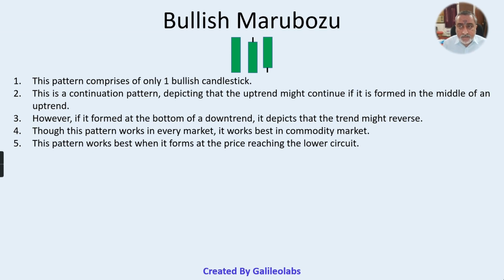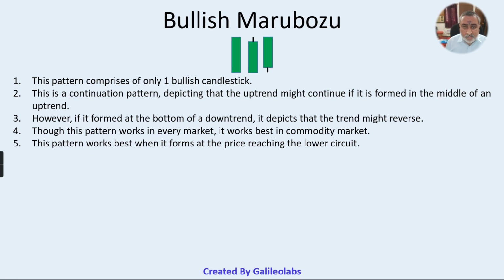If the price hits the lower or upper circuit on any particular day, the trading for that stock stops in the exchange. You will not be able to trade in that particular stock for that particular day. For more information on lower and upper circuits, I will be making a separate video on them. So if the price is about to hit the lower circuit and a Marubozu gets formed, then a trend reversal is very strong.